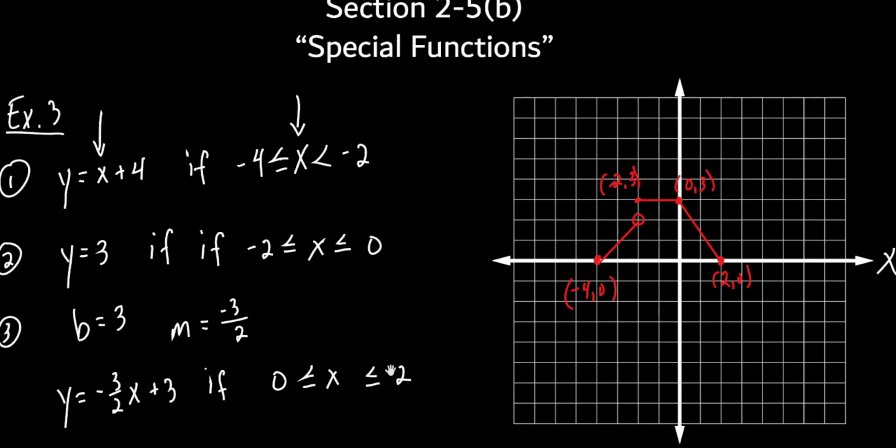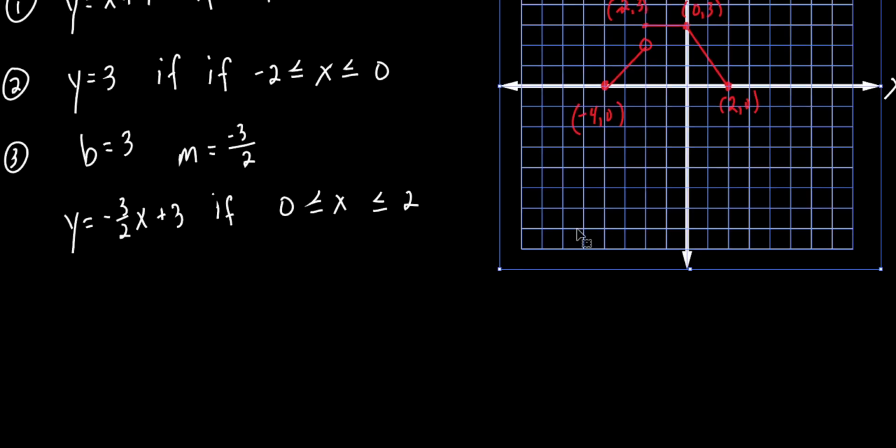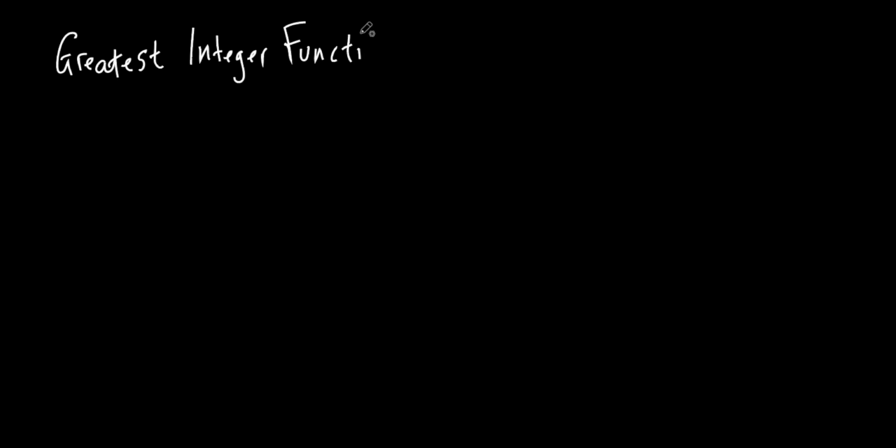Now, this is the weirdest one. I could almost guarantee you've probably never seen this one. Let's copy that so I can use that again. All right. This is another piecewise function, and it has a special name. It's called a greatest integer function. And it's got a little symbol.